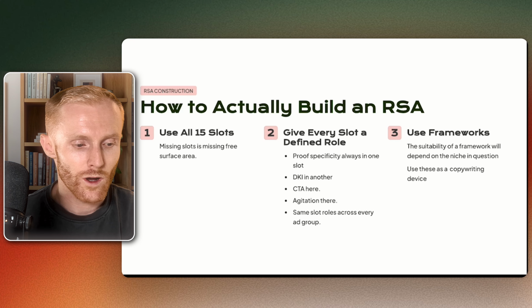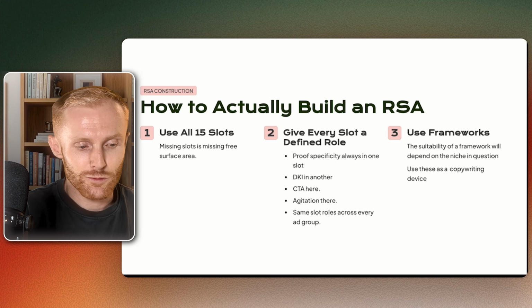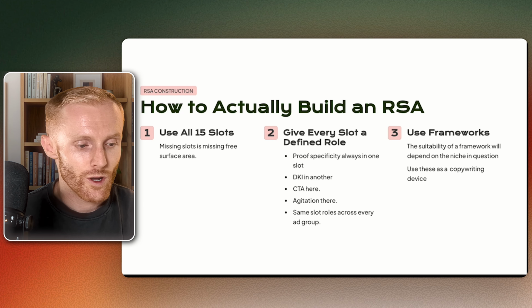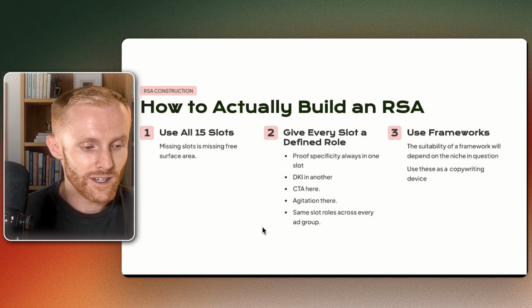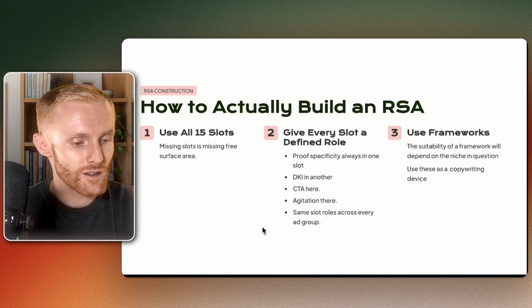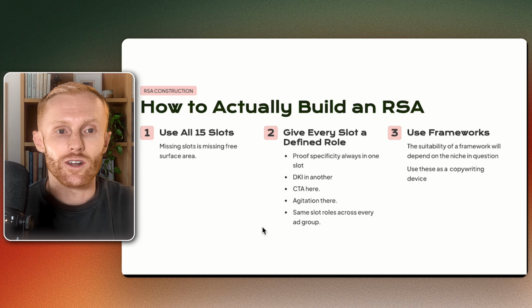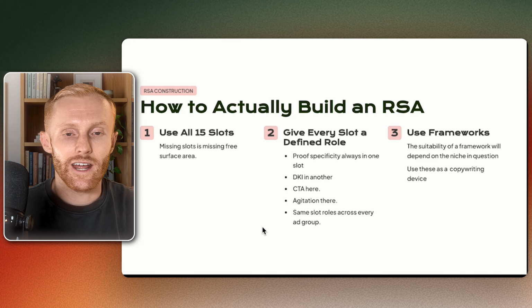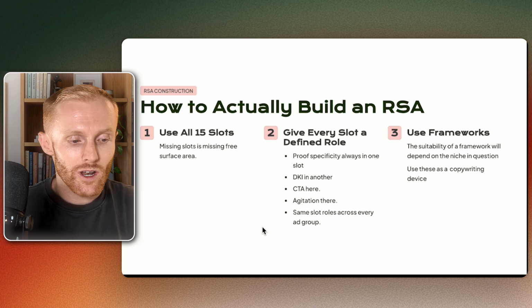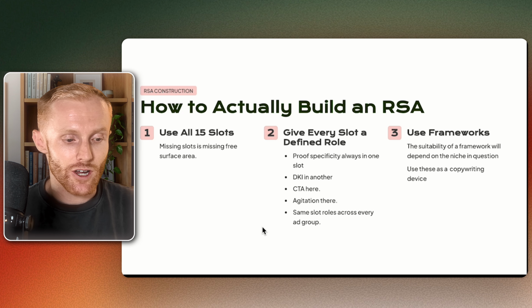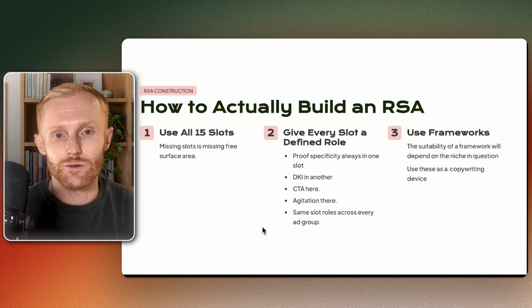Okay, now I've shown you that workflow. I just want to talk you through a little bit more about the frameworks which underpin that and why we do everything a certain way. So we use all 15 slots because missing slots is missing surface area. And with RSAs, particularly now, you've got to cater for broad match and AI max, and we don't have control like we used to. You need to allow a wider range of headlines to capture a wider range of search terms which you can match for.